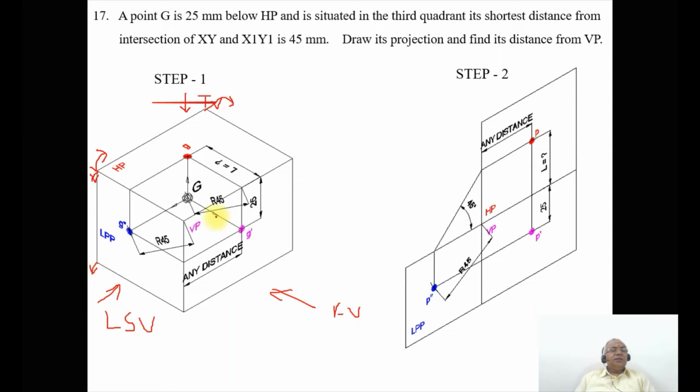Once you do that, what happens? LPP will come to the left side, VP is always fixed. So this line, this plane is always fixed, which is the one that is always vertical here. That is what I am going to show.